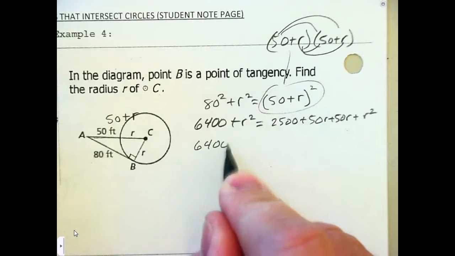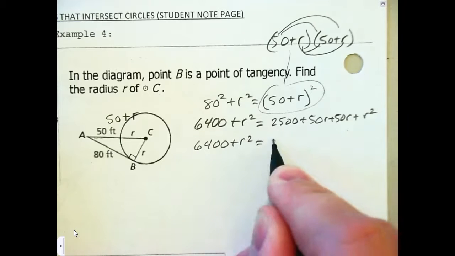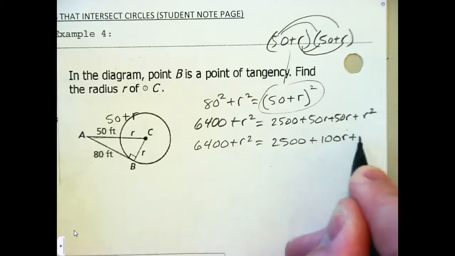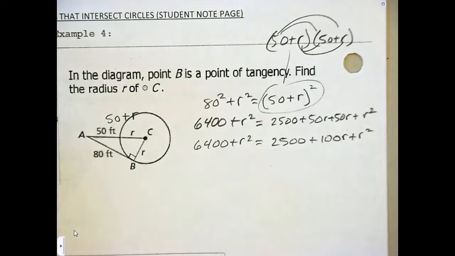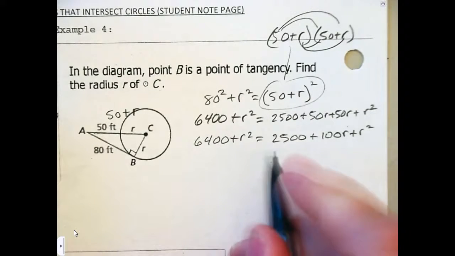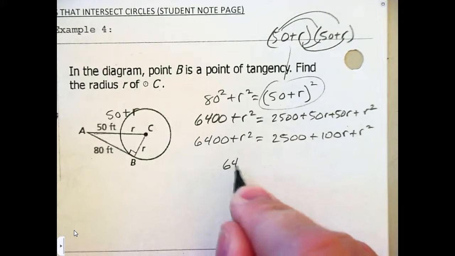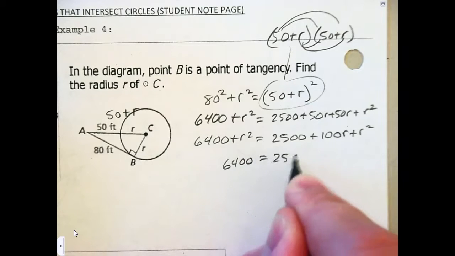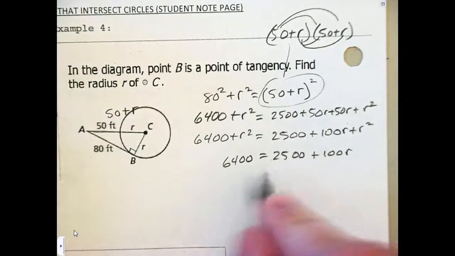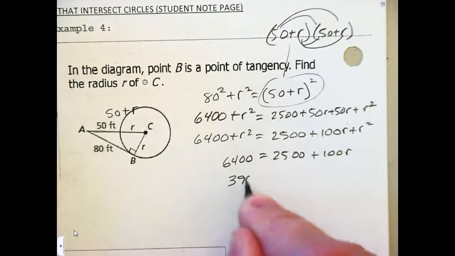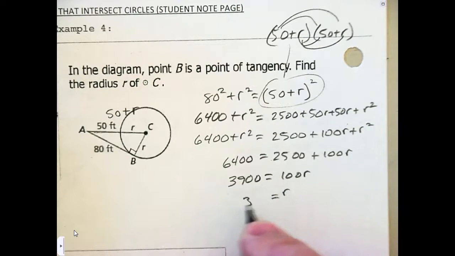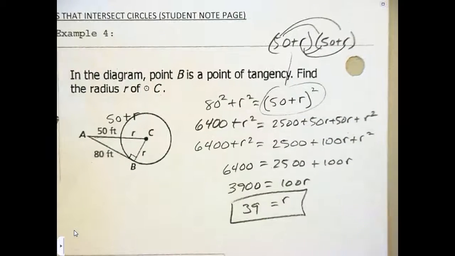So if we simplify, subtract r squared from both sides. The r squareds cancel, so you get 6,400 equals 2,500 plus 100r. Subtract 2,500, get 3,900 equals 100r. So r is 39. The radius is 39.